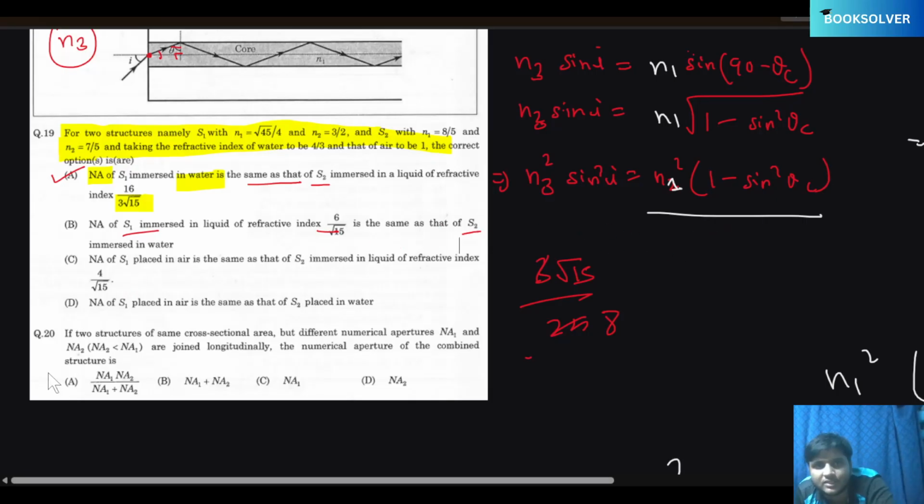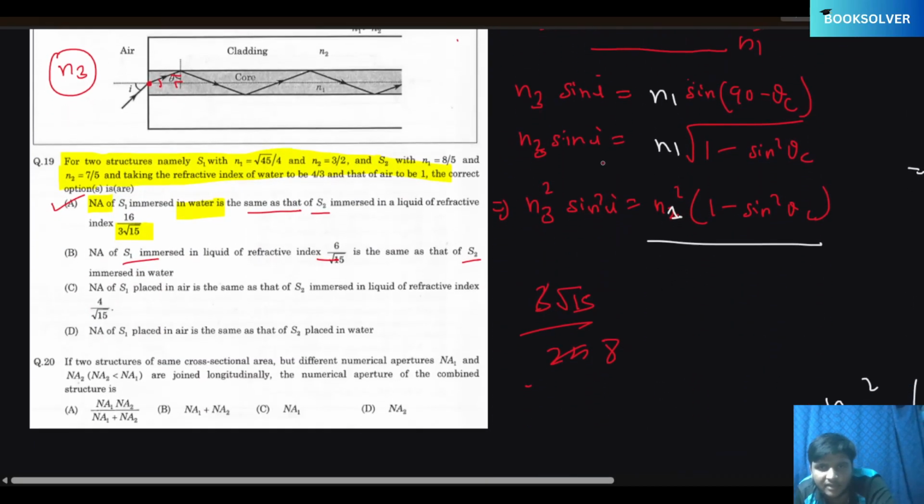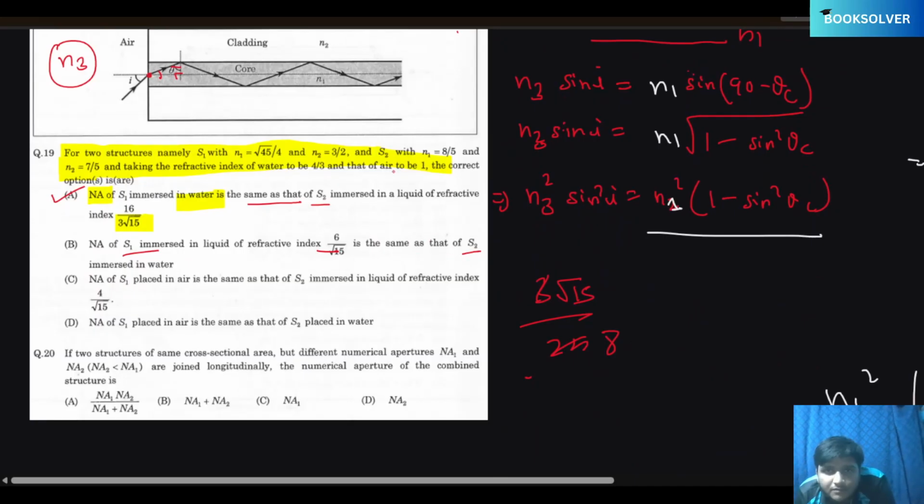So what was its numerator part? Let me write it again, I forgot that. So 8 by 5 minus 7 by 5, so 60. Okay, root 15 by, I think, 25. So root 15 by 5.